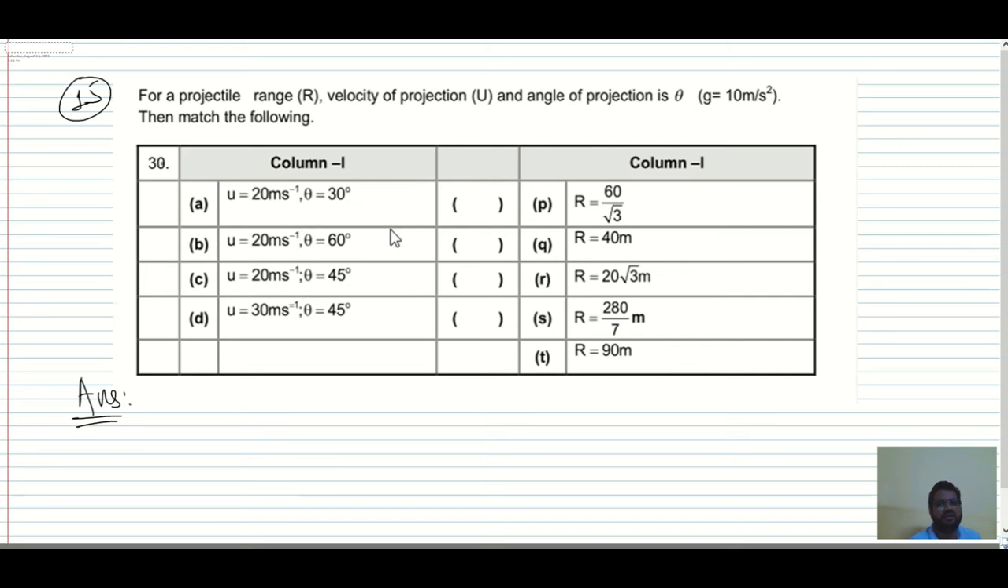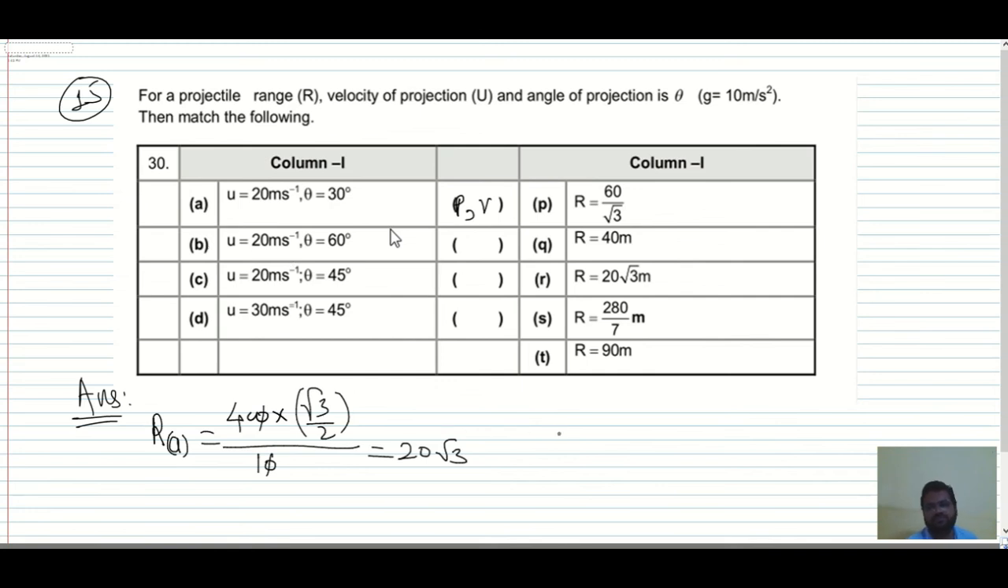Now the last question we have, and that is the 15th one. For a projectile, range, velocity of projection and angle of projection are given. Match the following. Okay. So firstly we'll calculate range for all of these. Range for the first one, A, is equal to u squared, that is 400, into sine 2 theta, that is sine 60, which is root 3 by 2, divided by g. g we have is 10. So this 0 gets cancelled. It is 20 root 3. So 20 root 3 is nothing but 60 by root 3, correct? Then 20 root 3 is R. So PR will be the correct answer.